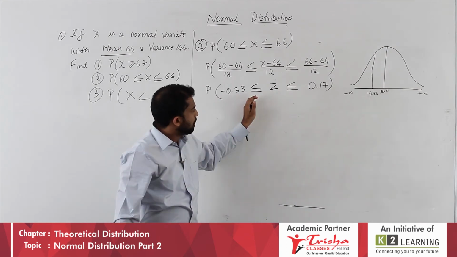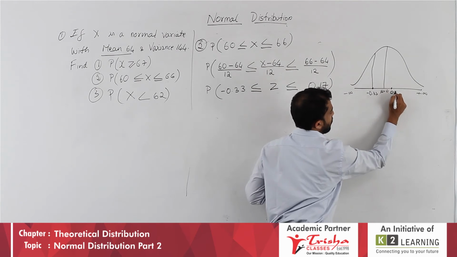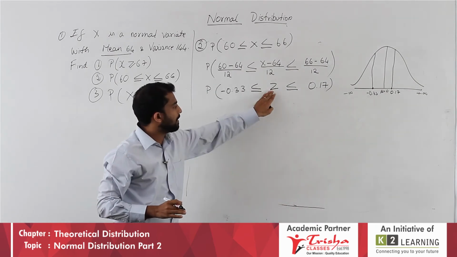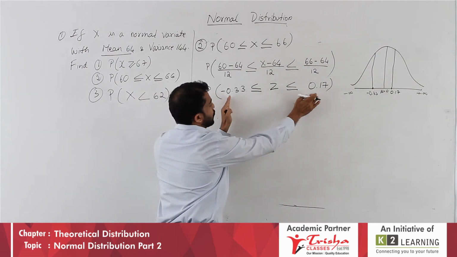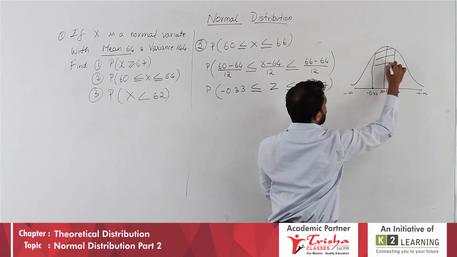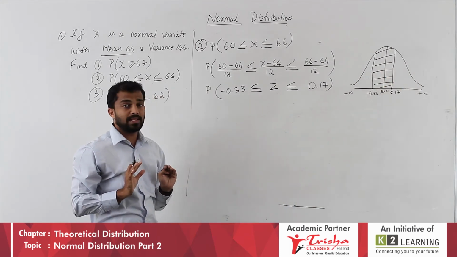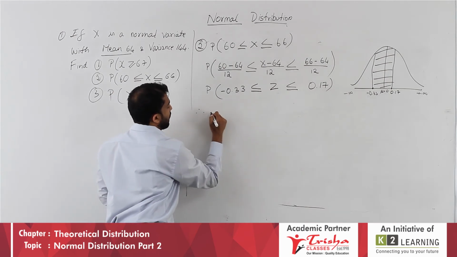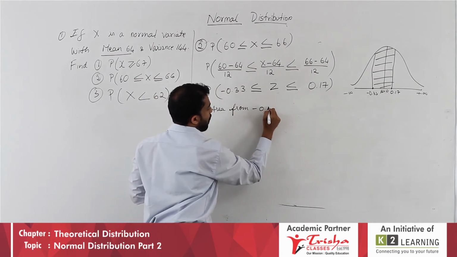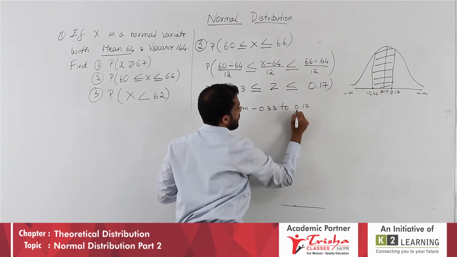Okay. Plus 0.17. Plus is this side. That means somewhere here. 0.17. They are asking that z value falls between these 2 points. That means z value falls between these 2 points. Okay. So from where to where we have to find the area? We have to find the area from minus 0.33 to 0.17.